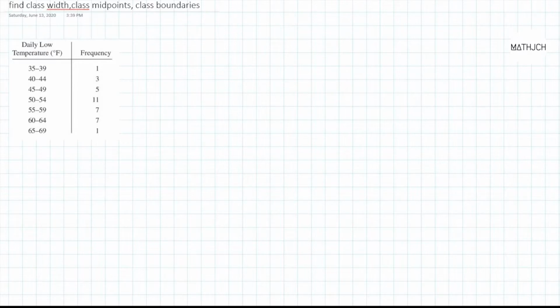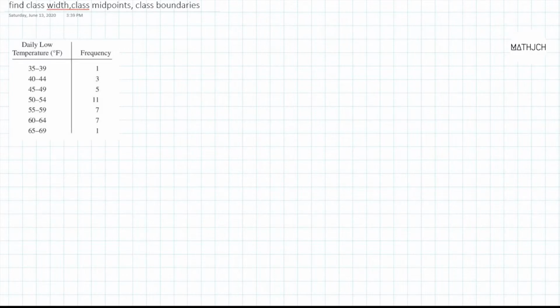In this video, we have a frequency distribution table in which we need to find the class width, class midpoint, and the class boundaries. The class boundaries are really straightforward. Notice that to the left of the table, it reads daily low temperatures.